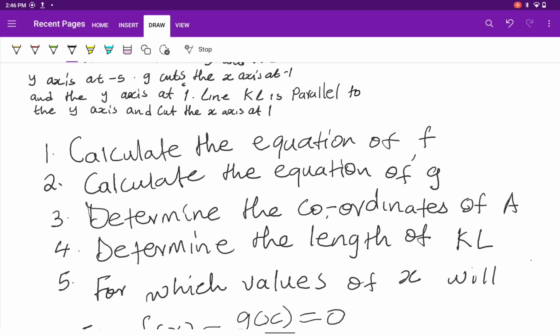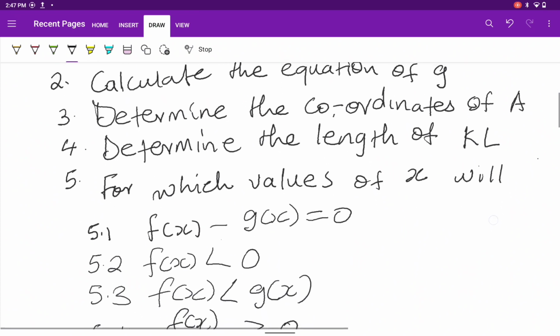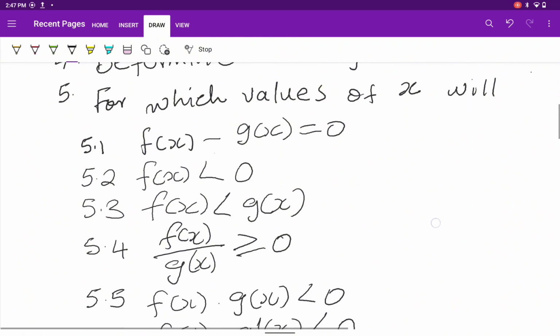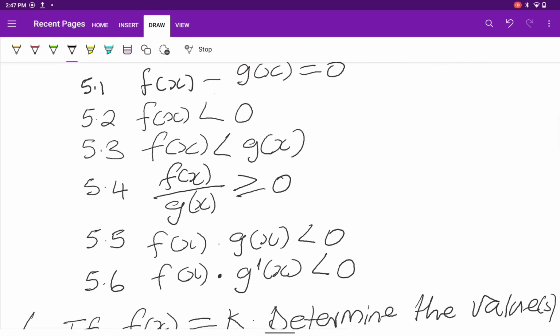Number 5, for which values of x will: 5.1 f(x) minus g(x) equals 0, 5.2 f(x) less than 0, 5.3 f(x) less than g(x), 5.4 f(x) divided by g(x) is greater than or equal to 0, 5.5 f(x) times g(x) is less than 0, 5.6 f(x) times g prime of x is less than 0.